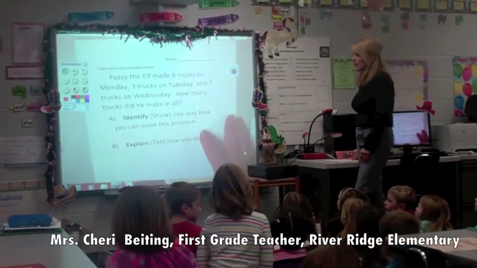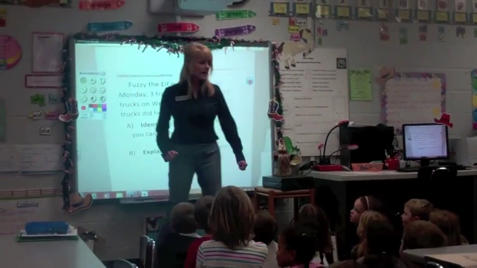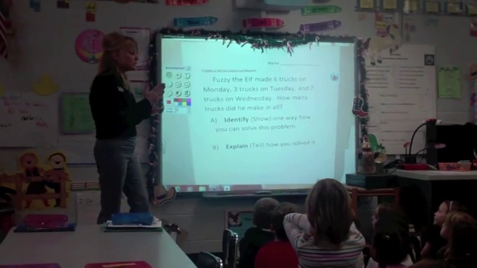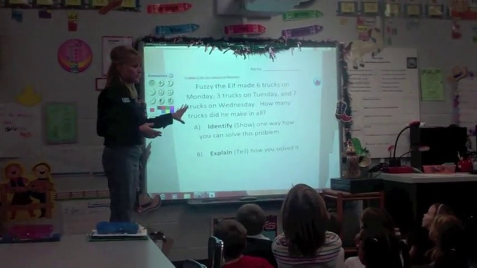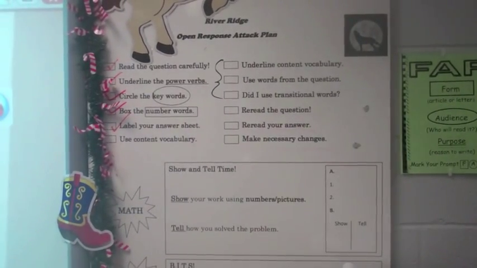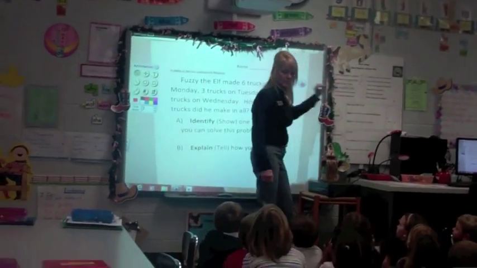Score, and it's going to be on a math problem of the day. And we are going to use our attack plan. Remember, whenever we do a life score or a problem, we read it through first. That's the first thing that we need to do. Read the question carefully, okay?